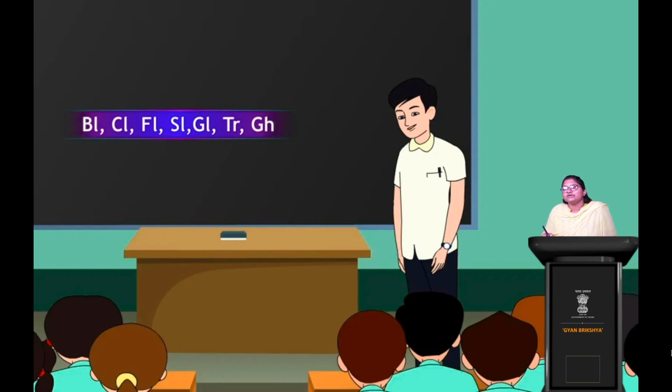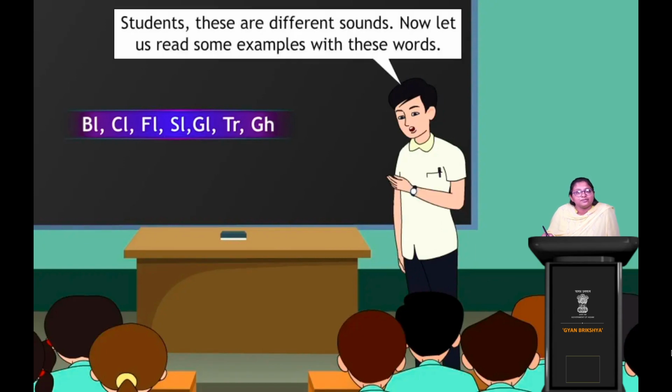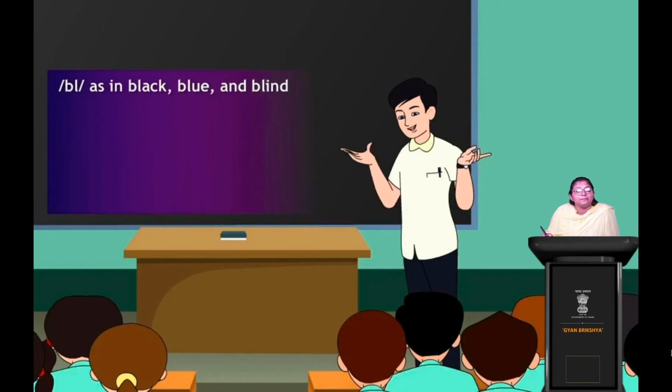Okay, now students, these are different sounds. Now let us read some examples with these words. BL, black; CL, clean. That sound. Okay, now let's read some words. BL as in black, blue, blind. The pronunciation is BL: black, blue, blind. So this is the pronunciation of the two letters together, BL.